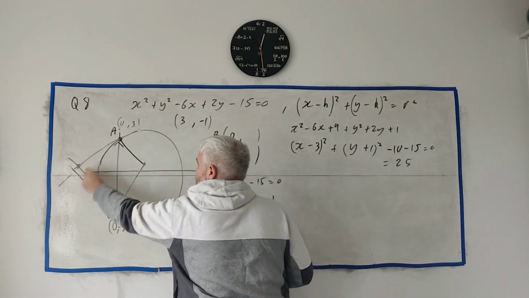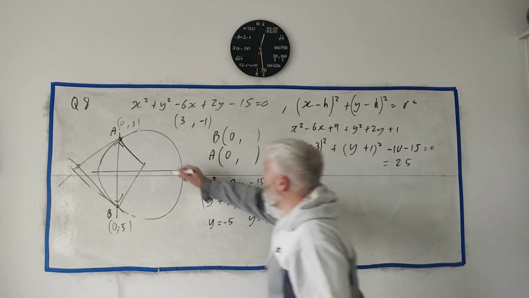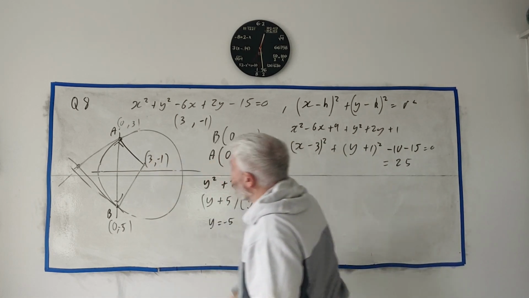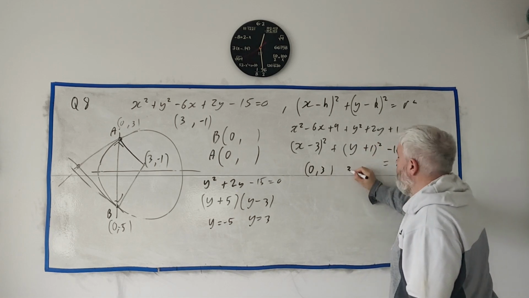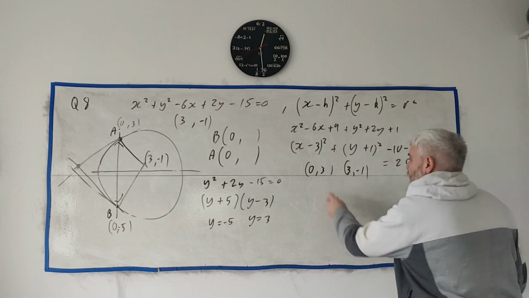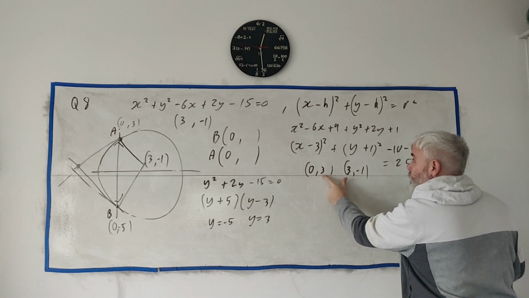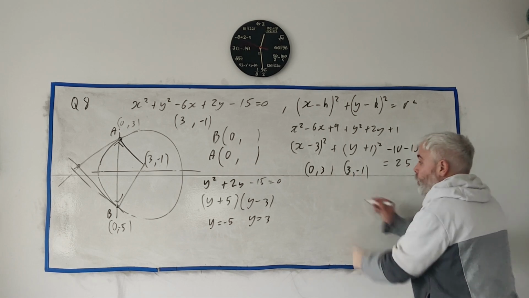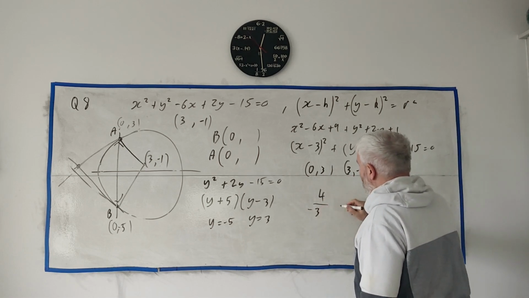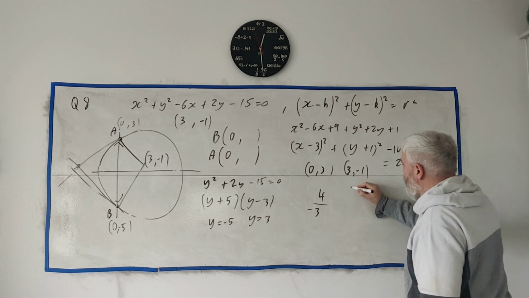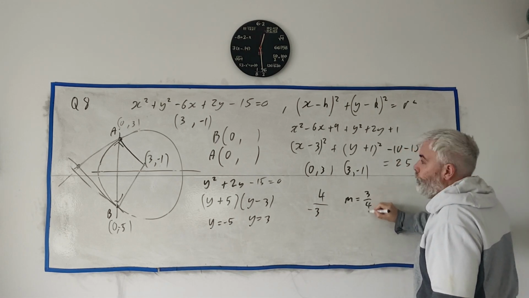Again, we want the equation, so we want the slope of this line. Let's get the slope of this one first. The centre, remember the centre is 3, minus 1. So we just need the slope between 0, 3 and 3, minus 1. The rise over the run, or the formula is the difference in the y's. 3 minus minus 1, that's 4. 0 minus 3, that's minus 3. So the reciprocal of that, the slope we're actually looking for, is m equals 3 over 4.